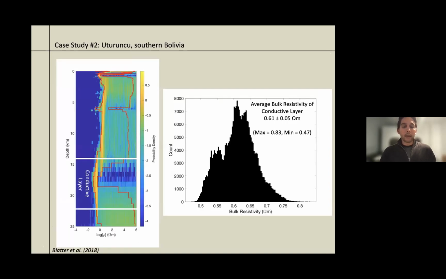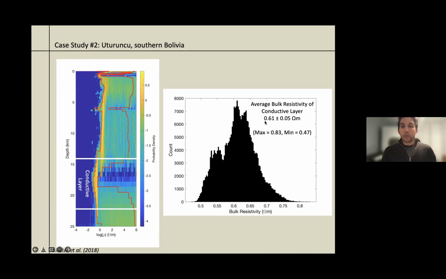So we can do the same workflow where we take some MT data that were collected at Uturuncu and invert them using Bayesian inversion, and you get a similar sequence of conductors. It's just a different scale of depths. You've got a conductor in the near surface, just like at Laguna del Maule, and then this very large, poorly resolved resistive region, and then a much more tightly constrained conductive layer around 15 to 25 kilometers depth. And again, you can pull out the average bulk resistivity from this layer and create a histogram of resistivities for that conductive layer.